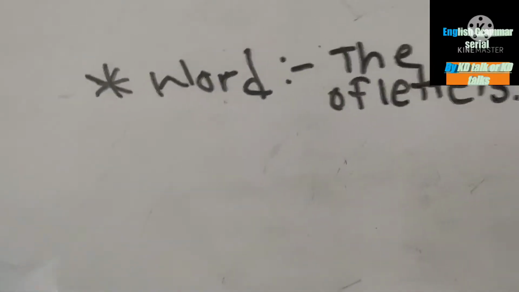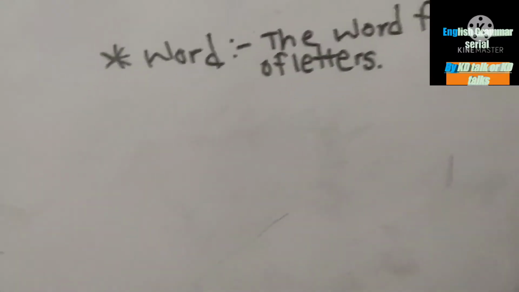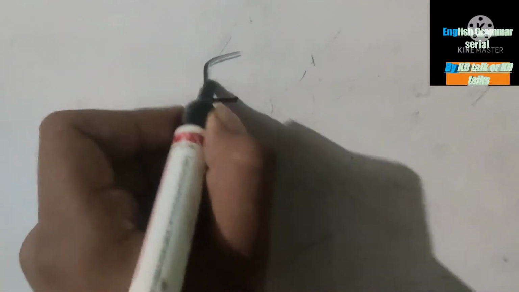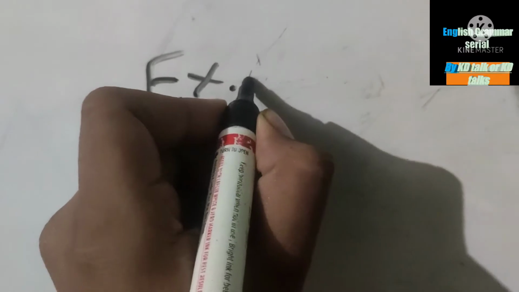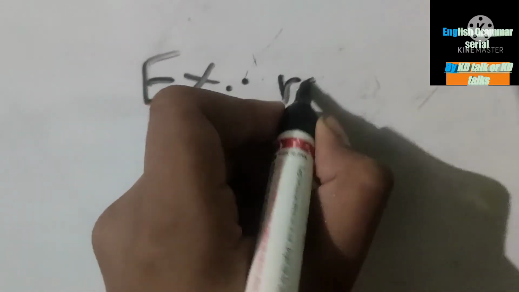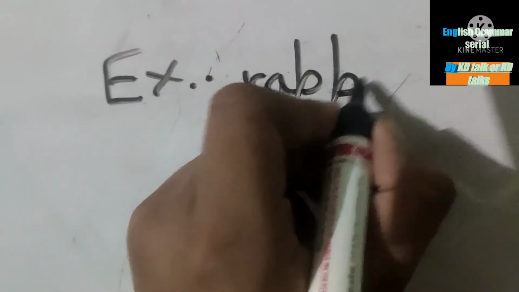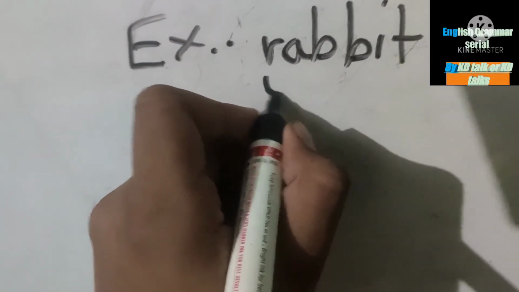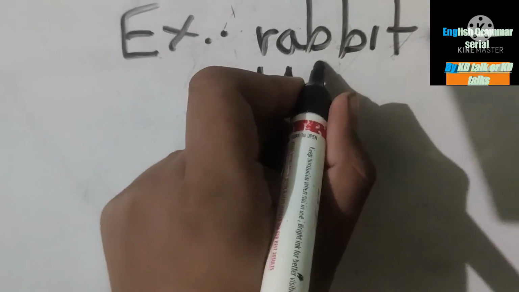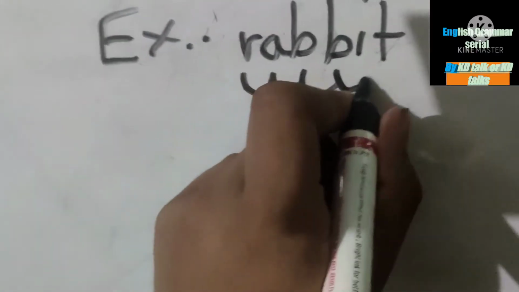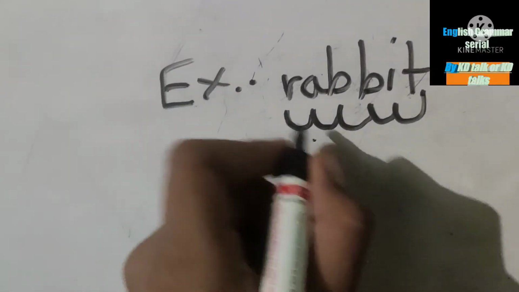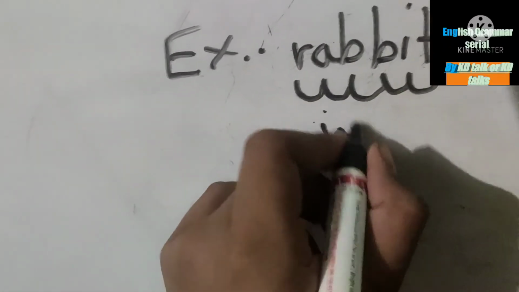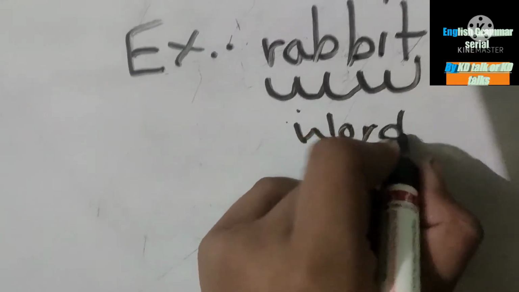How can I tell you that a word is formed by the joining of letters? Let me give you an example: the word rabbit. In rabbit, R is one letter, A is one letter, double B is one letter, I is one letter, and T is one letter. When these letters join together they form the word rabbit.